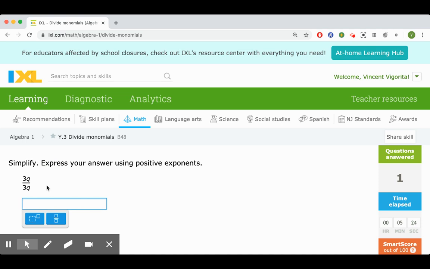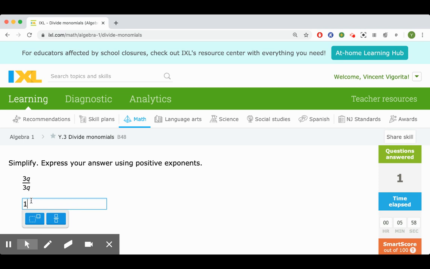Okay, so we're going to do this next one here. Simplify. Express your answer using positive exponents. So you look at the coefficients first. 3 and 3. 3 divided by 3 is 1. And even though we don't see the exponents here, this q has a 1, that q has a 1. So 1 minus 1 is 0. So that's q to the 0 power. If you remember, anything to the 0 power is 1. So it's 1 times 1, which is just 1.